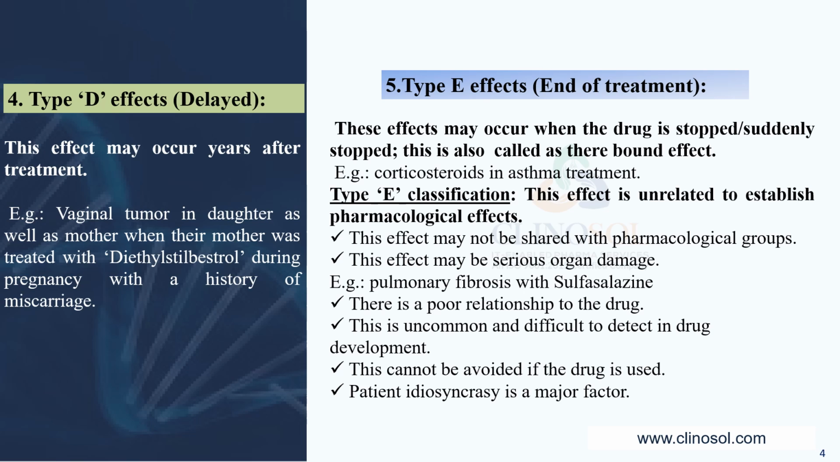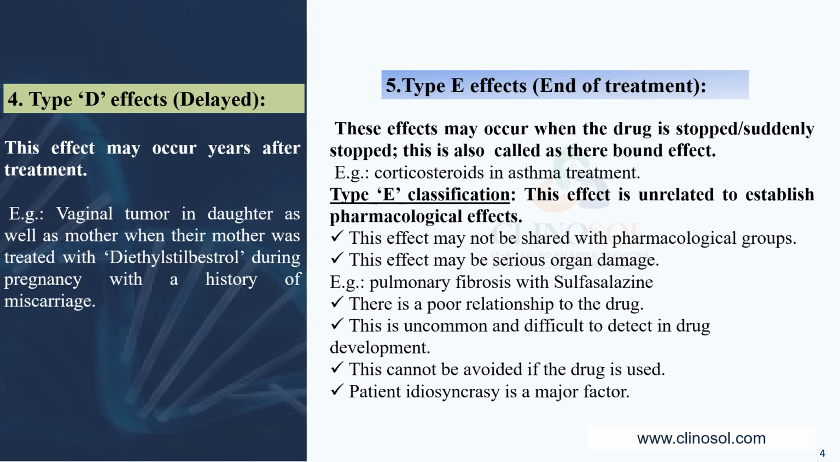And the fourth type is type D effects, which are delayed effects. These types of effects may occur years after the treatment. Example includes vaginal tumor in daughter as well as mother when the mother was treated with diethylstilbestrol during pregnancy with a history of miscarriage.